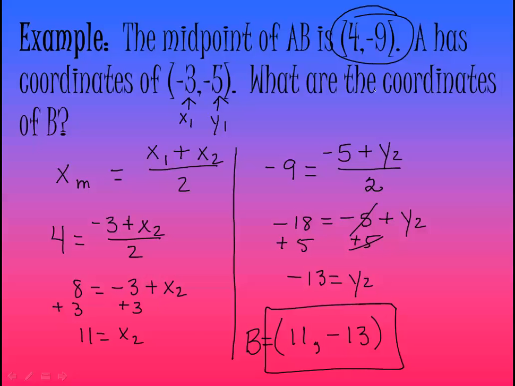I can tell this makes sense because if I were to add -3 and +11 together, I get +8, and +8 divided by 2 is 4. If I take the y value, y1, -5, and add -13, I get -18, and -18 divided by 2 is -9.